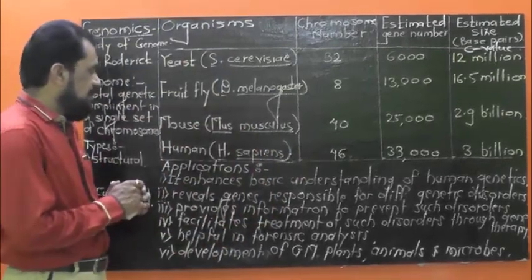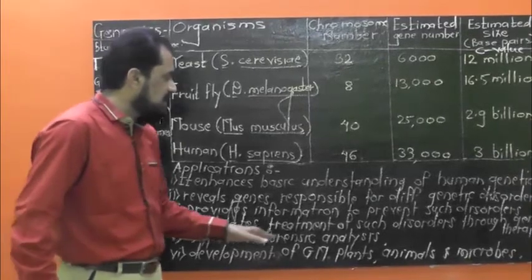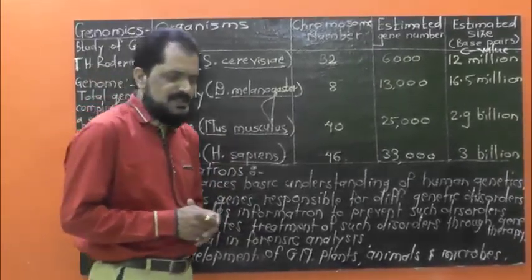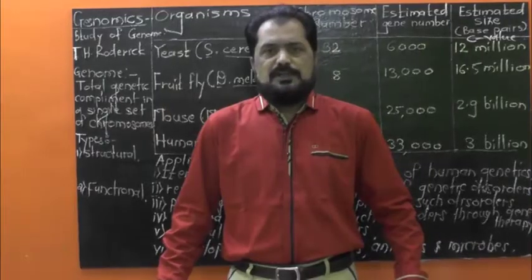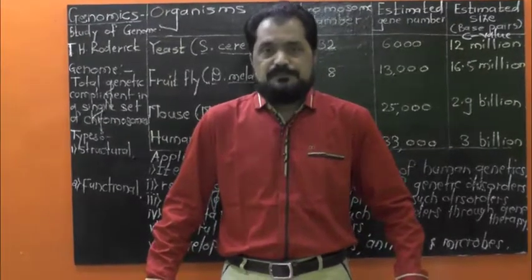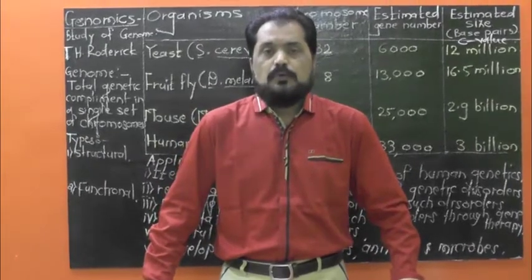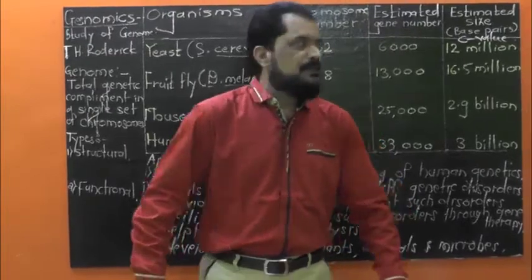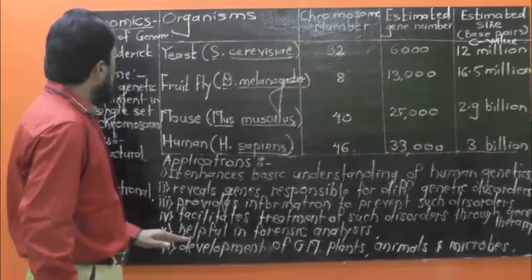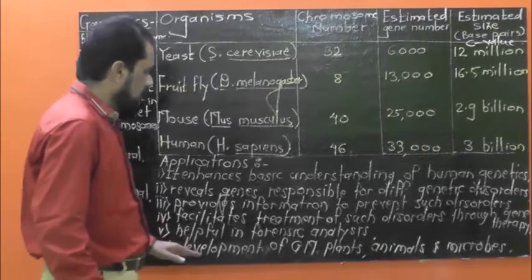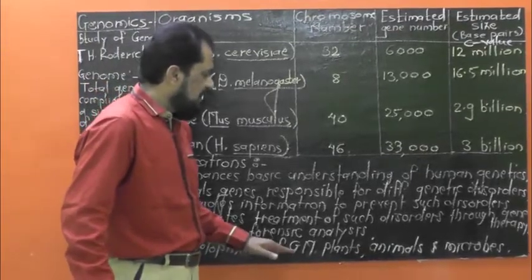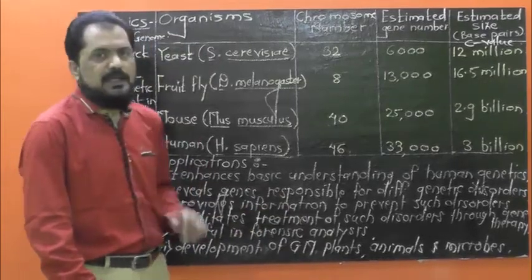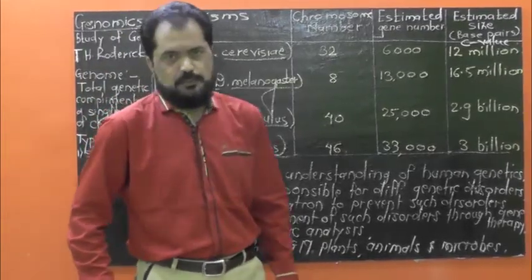The genomics is also helpful in forensic analysis. You know, forensic analysis means the science which refers to the study of different aspects which is helpful to identify the crimes and criminals. Next one, the knowledge of genomics is helpful in the development of genetically modified plants, genetically modified animals and microorganisms also.